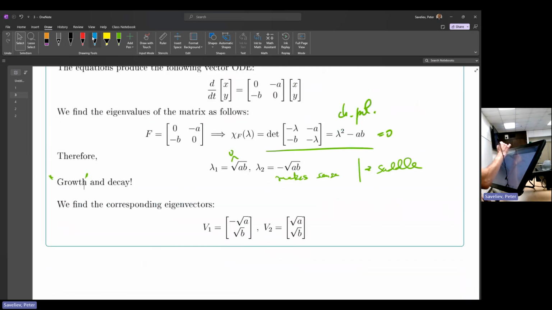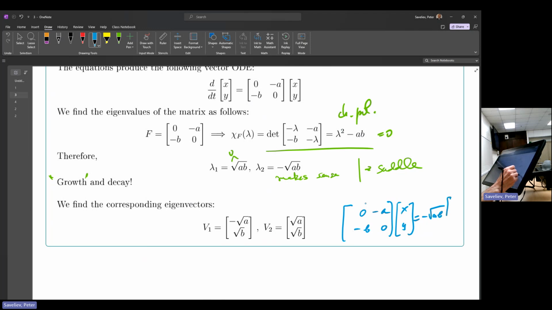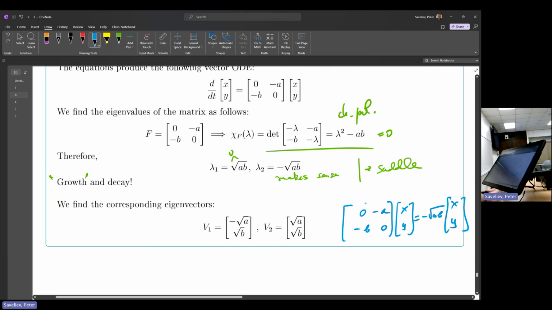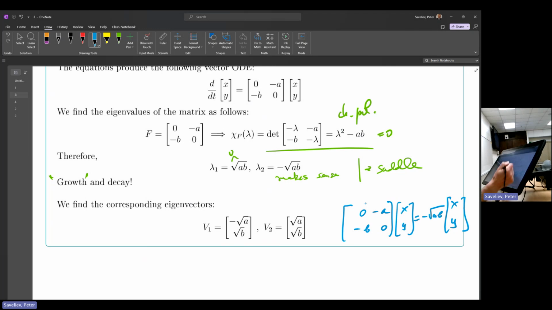Let me see. Do we really need to see it? For example, the matrix is 0, negative a, negative b, 0, multiplied by my vector x, y. It's supposed to produce, let's take the other one, negative square root of ab times x, y. That's what's supposed to happen, and from this we're supposed to derive values of x and y.